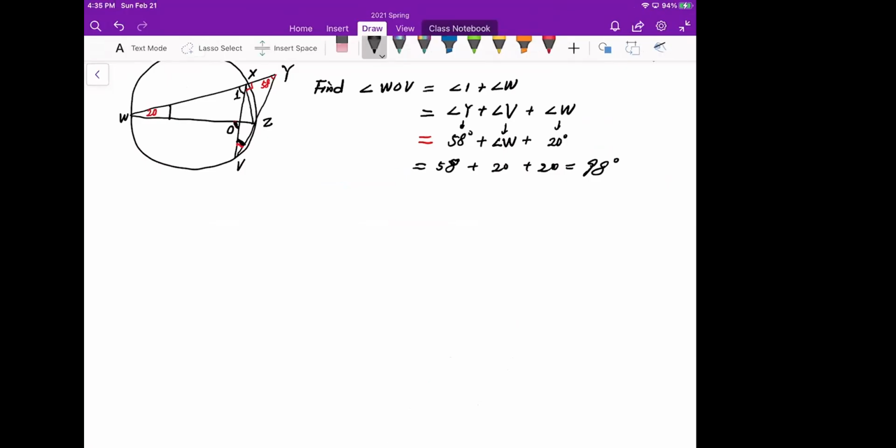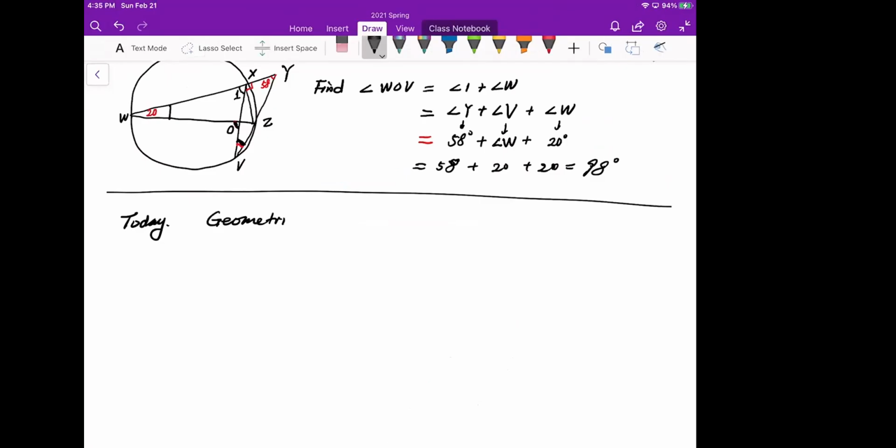Because when we have geometric constructions, we need to draw lots of circles, right? That's related to circles. So for geometric constructions, we only use two things. One is the ruler, and the other one is the compass.